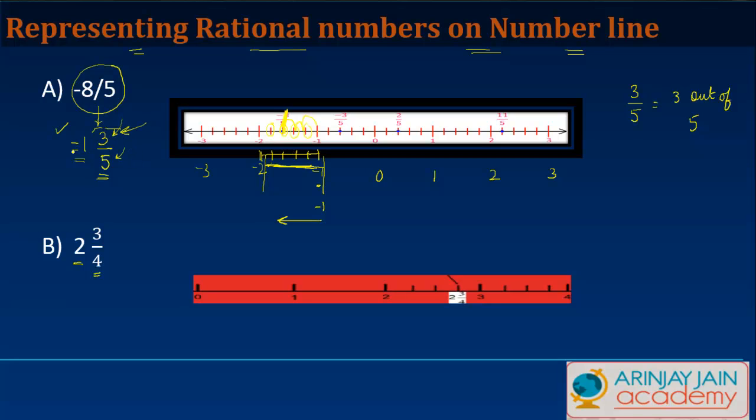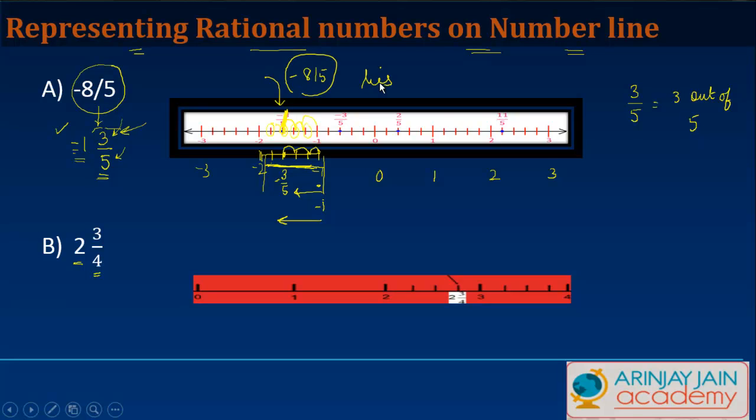And since it's a negative number, I would not go towards the right. I would move from this number towards the left, and I'll count 3. 1, 2, 3. So this basically represents -3/5 as such. -1 was here. Since -1 3/5 is more than -1, I will just point out that this is the point where -8/5 lies.